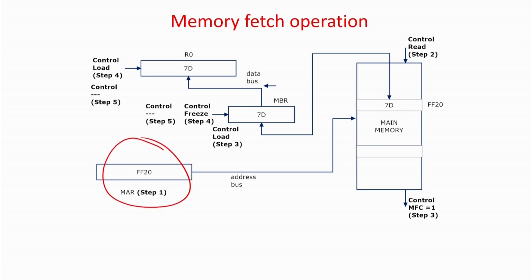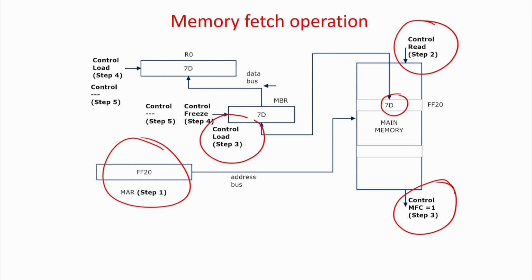Now let us see step 1. I want to read from this memory location FF20. So, the memory address register will have the value FF20, this is connected to the address bus, and it is gone. Then I want to read this. The next step is the read signal is given. Now, you have to wait. How long? Till memory function complete is 1. Once the memory function complete is 1, it means that the value is written to the memory buffer register and it is stable.